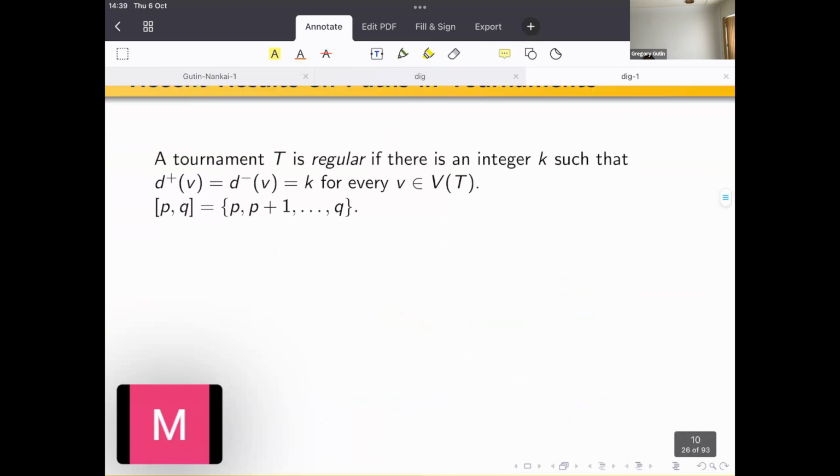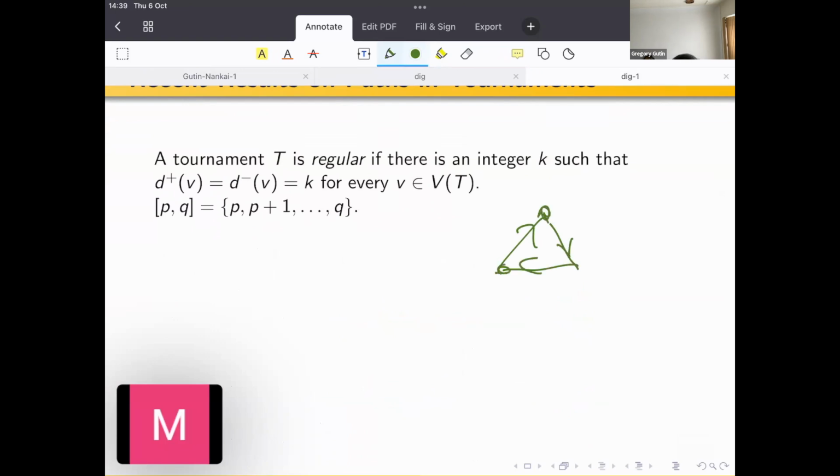So of course, there are some simple regular digraphs. If you take a cycle of length three, then it's a regular tournament, because for every vertex you see that the in-degree and out-degree of every vertex is one. For five vertices, it's not hard to create a regular tournament.